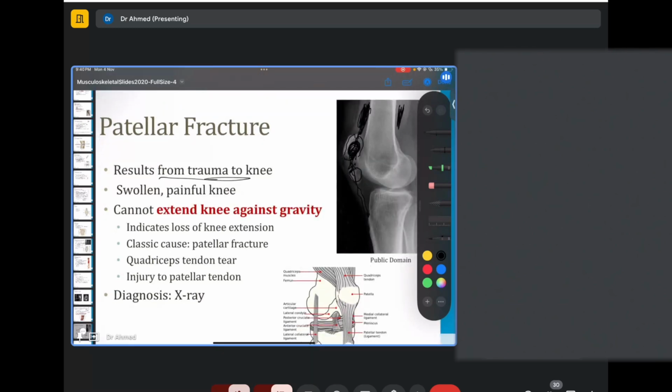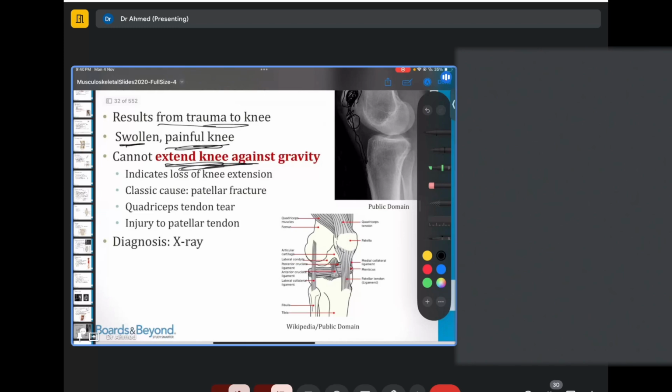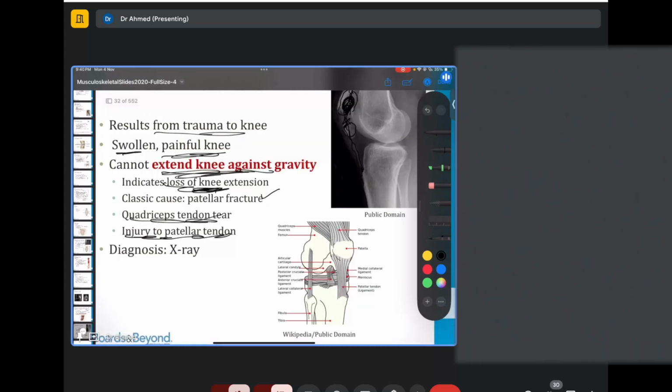So how does it get injured? It can be due to some trauma directly to your knee. So you are going to see swelling, a painful knee, and what's the problem? The person cannot extend his knee against gravity, that is your standing position, right? So patellar fracture, quadriceps tendon tear, and injury to the patellar tendon indicate loss of knee extension.